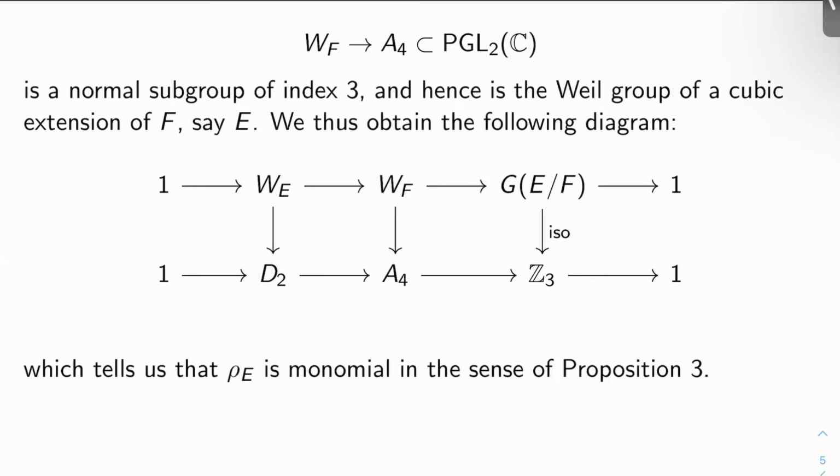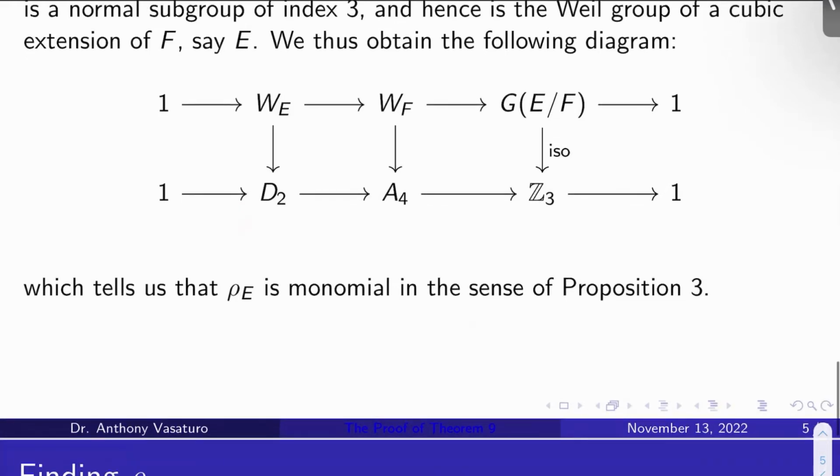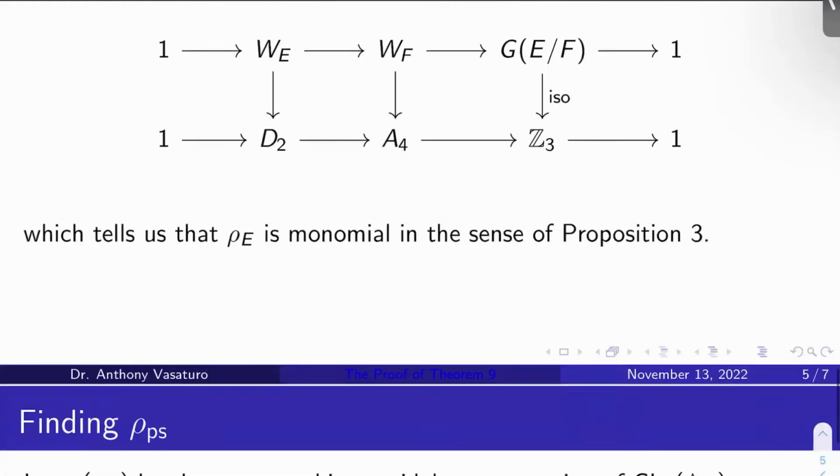Okay. Then I have that this group is size 3. So this Galois group should be this Weil group mod W_E, where E over F is a cubic extension. This is some Galois theory, okay? Now, one thing that we'll just note here is that rho_E is then monomial in the sense of proposition 3 several videos ago. Its image is dihedral, right? So it must be a monomial representation. Perfect. That's going to give us access to a theorem that we proved a little while ago.